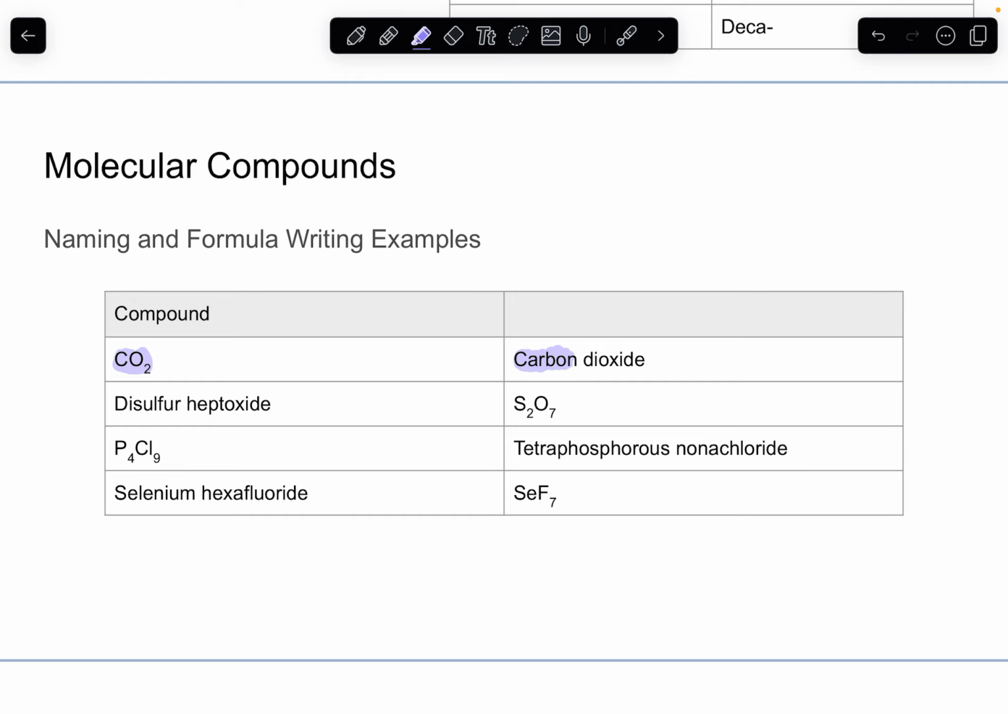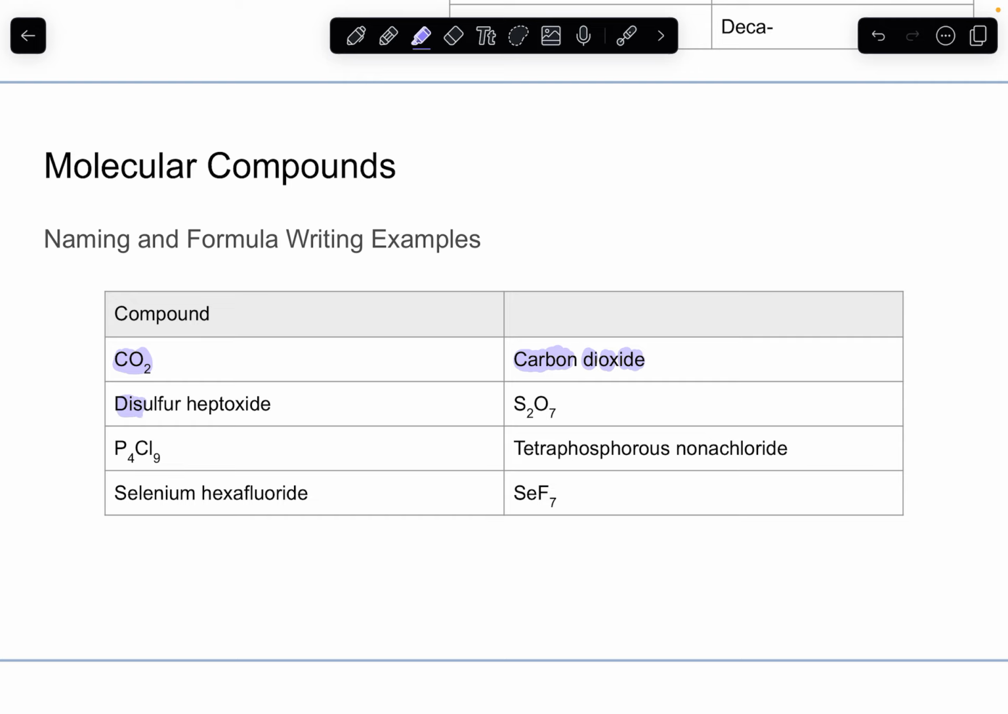The second element is oxygen. How many oxygens are there? 2. The prefix for 2 is di. So this compound is carbon dioxide. Right? Changing the ending to "-ide" and using the prefixes. If you're given the name, you need to be able to write the formula.